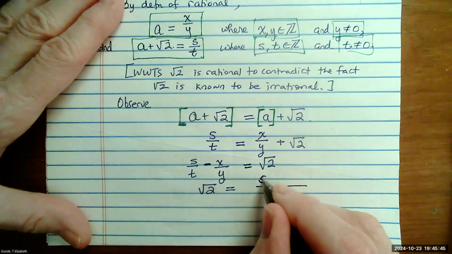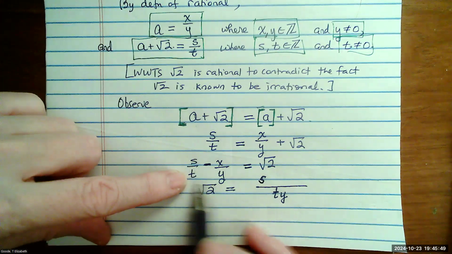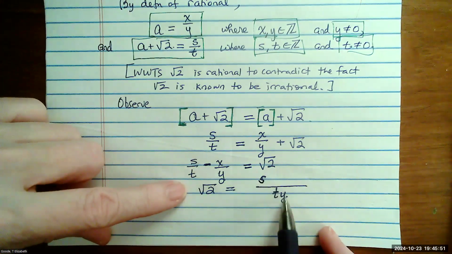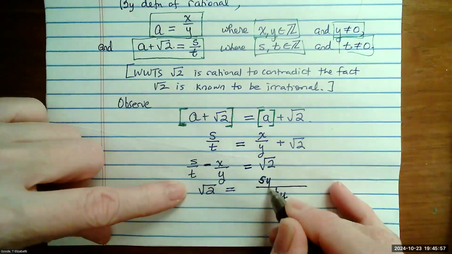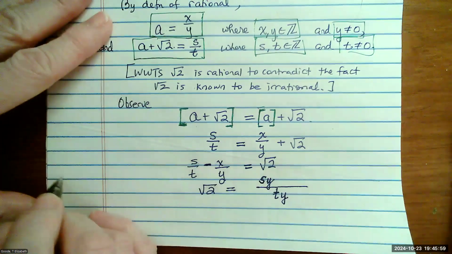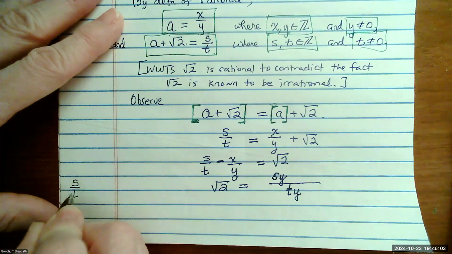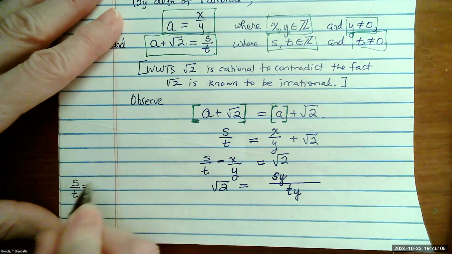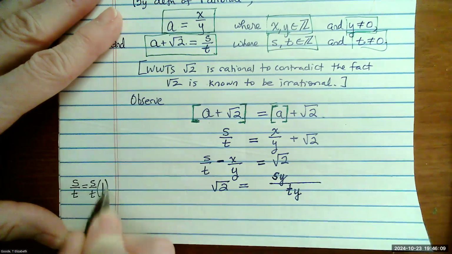No, this is where you have to realize the S is over T right now, okay? But we want to have it over T times Y. So we have to multiply S times Y. Think about it. I'll show you what's really going on. So we have S over T, right? Now we're allowed to multiply that by 1. That's always legal. You can always multiply anything by 1.